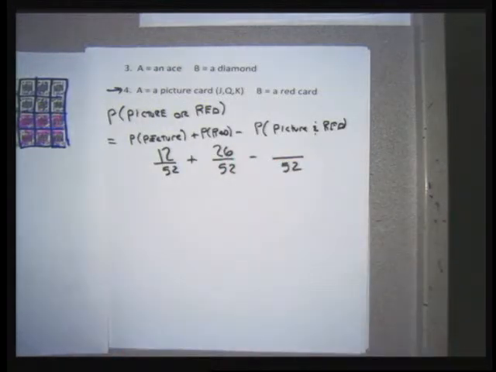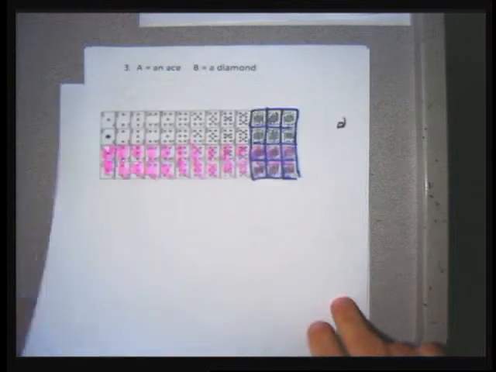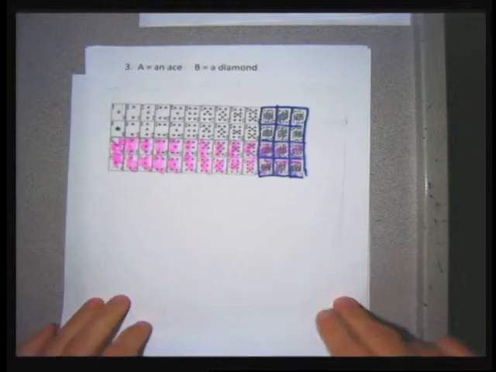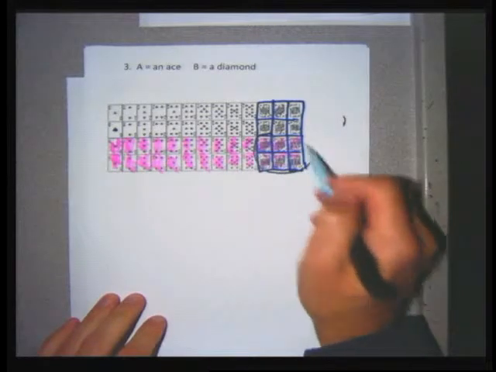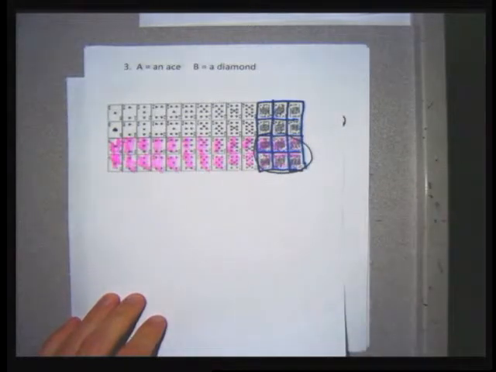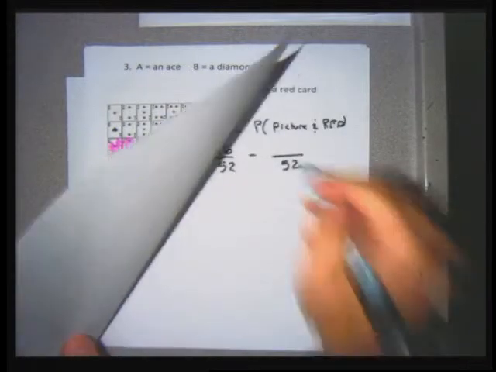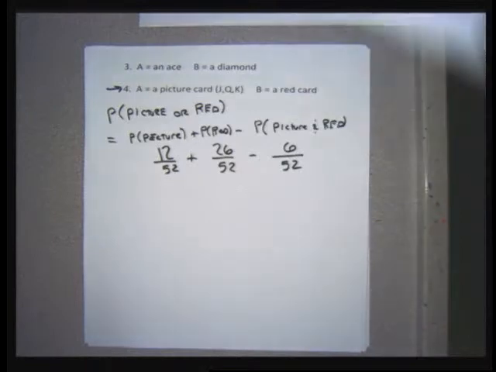That's the second probability. The last probability is the probability of getting a card that's both a picture card and a red card, and that's the cards that have both blue boxes around them and pink highlights. That's these 6 right there. Those 6 cards fit both criteria. They're a red card because they're highlighted in pink, and they're a picture card because they've got a blue box around them, and there's 6 of those cards. So the numerator of this fraction is good. The last fraction is going to have 6 over 52.